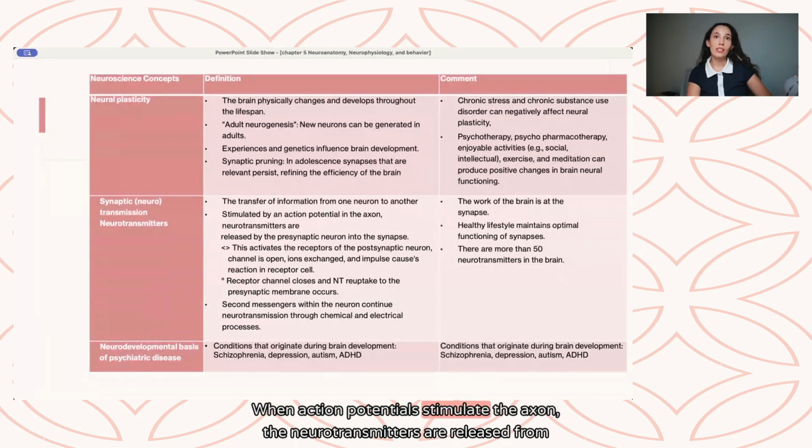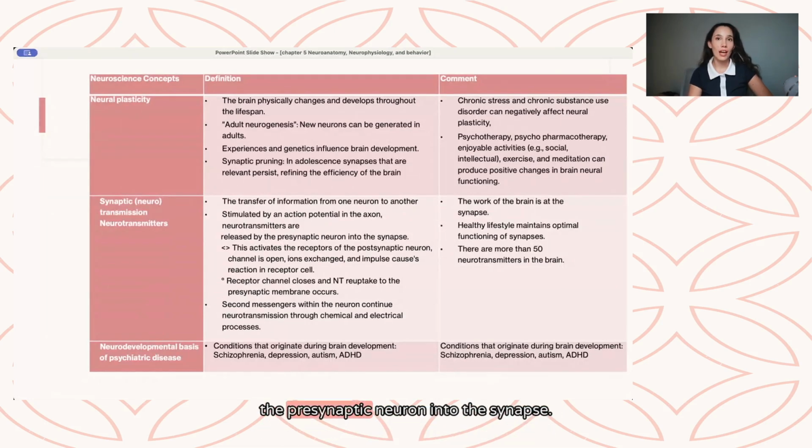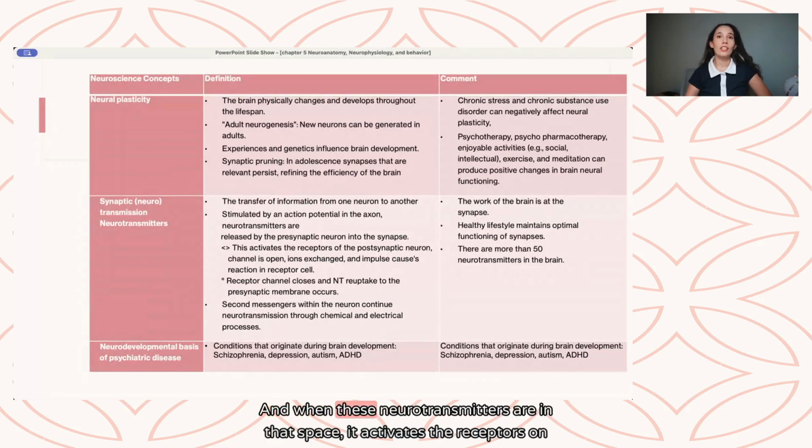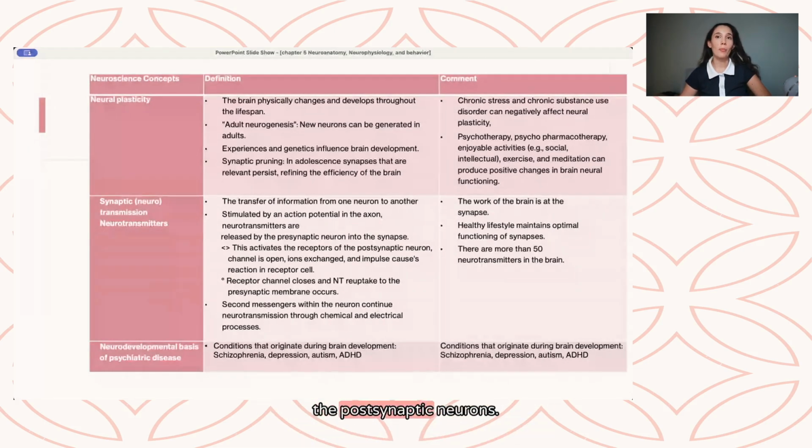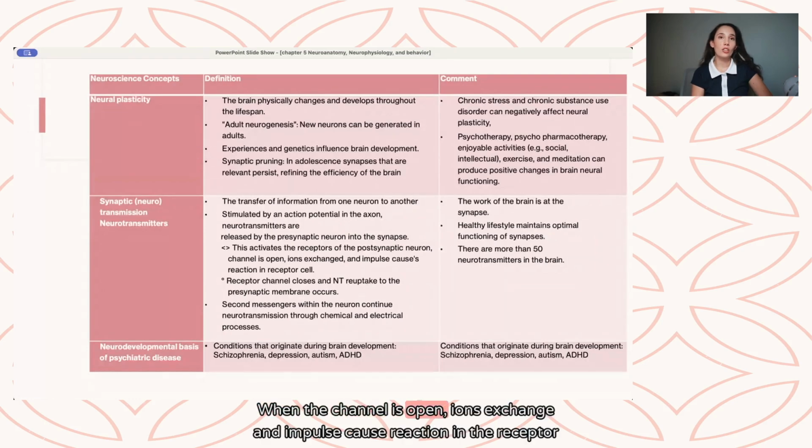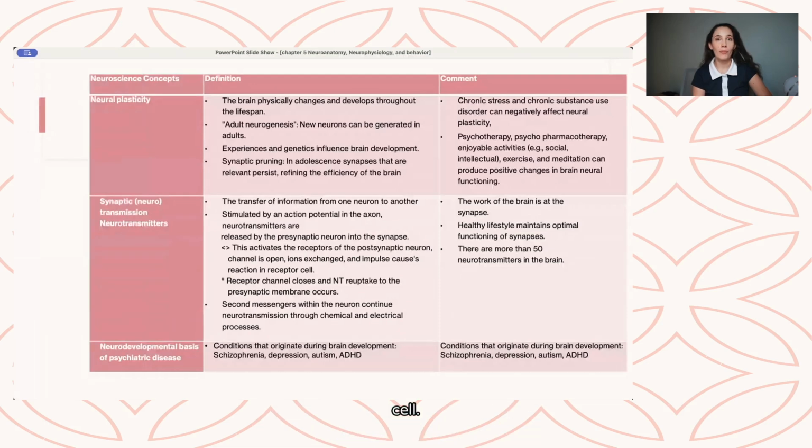When action potentials stimulate the axon, the neurotransmitters are released from the presynaptic neuron into the synapse. So presynaptic is like where the neurotransmitters come from. The synapse is the space between two neurons. And when these neurotransmitters are in that space, it activates the receptors on the postsynaptic neurons. That's the one accepting those neurotransmitters. When the channel is open, ions exchange and the impulse causes a reaction in the receptor cell.